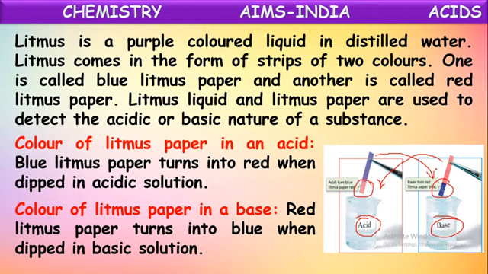Only blue litmus paper can change its color when dipped in acids. And red litmus paper can change its color when dipped in base solution. In this way, litmus is used to identify the acidic and basic nature of the substances.